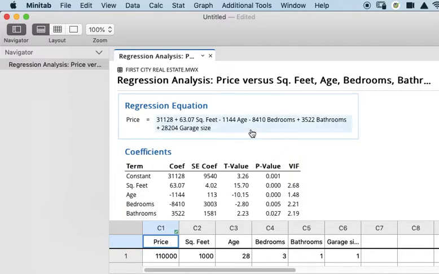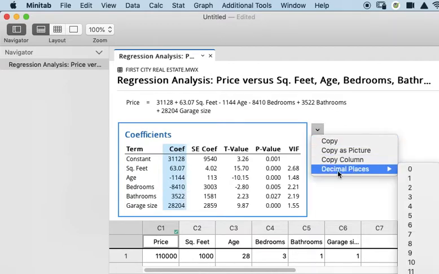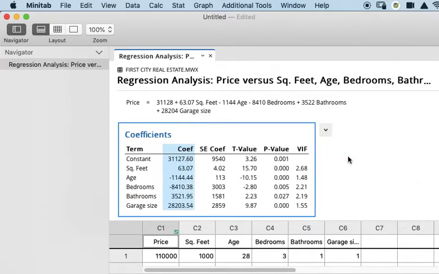As we saw before, if I want to see more digits after the decimal point for these numbers, I go to the coefficients table, click on the coefficients column, and I can adjust the decimal places here if I need to.